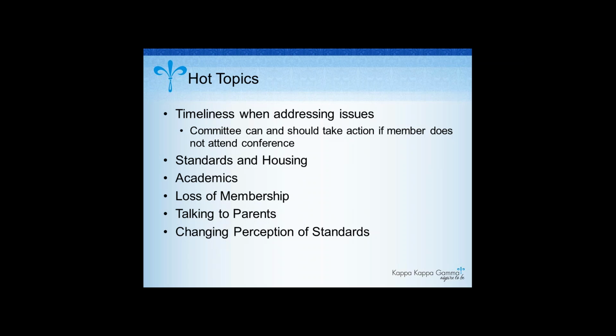Academics is another hot topic. A member cannot be placed on probation solely for her GPA. We went over this a lot last year and sent out a bunch of different communications. So CAPA doesn't have a GPA requirement for a general member. We only have a requirement for officers, someone who's seeking to be an officer, and then for new members hoping to become a Kappa Kappa Gamma.